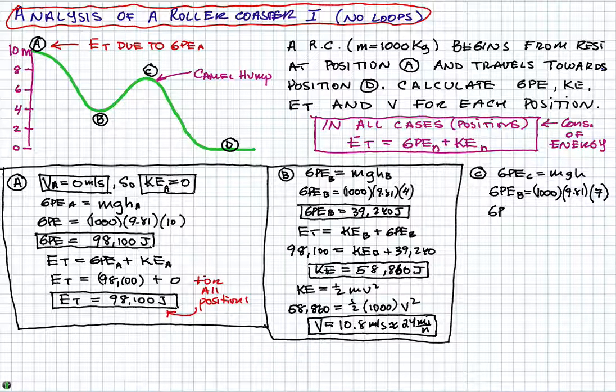So GPE, I should have said C right here. So GPE at C, at position 7, works out to 68,670 joules.